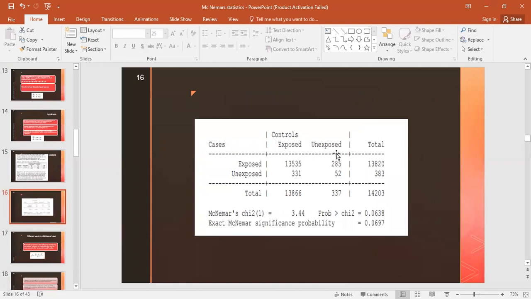This is how we calculate a McNemar chi-square, which is 3.44, with a chi-square p-value of 0.063, and this is the exact McNemar p-value, which is 0.0697.